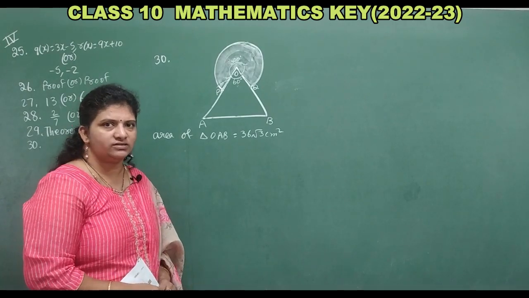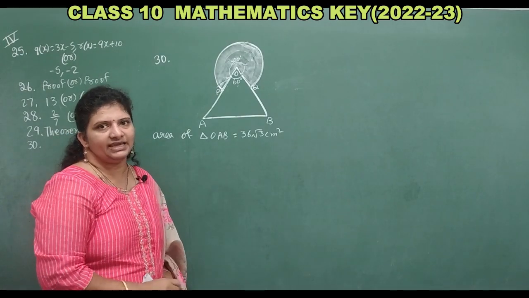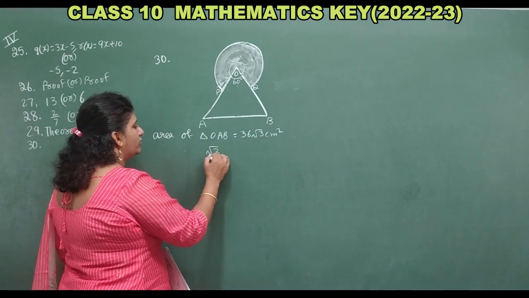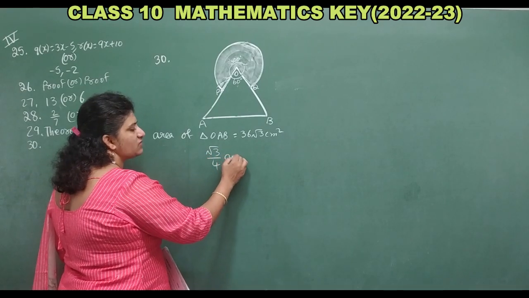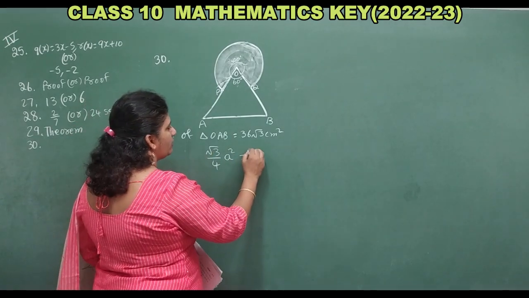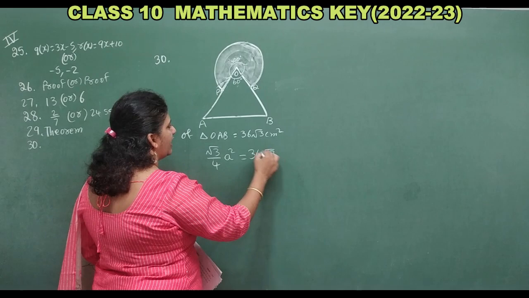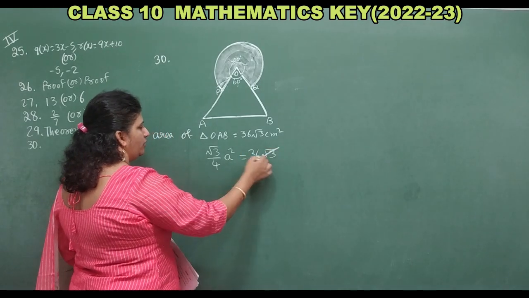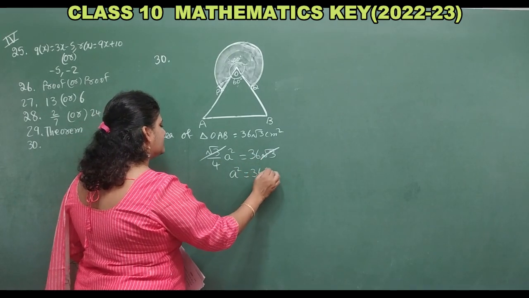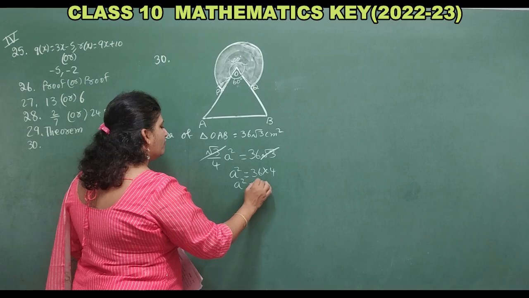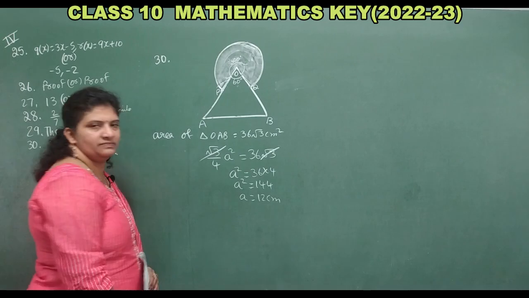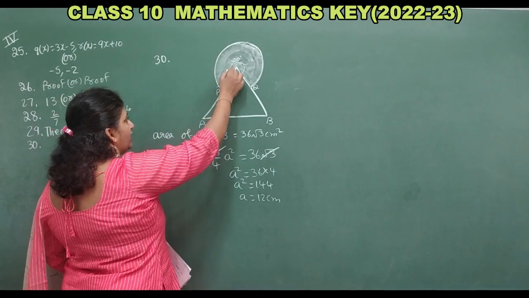We don't know the radius. Now we know that this given triangle is an equilateral triangle. So the area of an equilateral triangle formula is root 3 by 4 side square. Let me assume the side as A. All sides are equal, right? So root 3 by 4 A square is equal to the given area, 36 root 3. Now cancel root 3. A square is equal to 36 into 4, that will be 144. A square is 144, so A is equal to 12 centimeters.